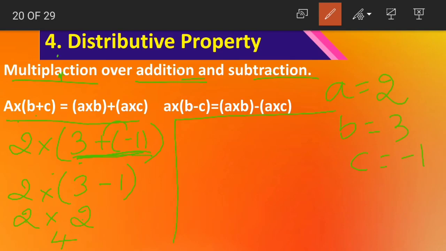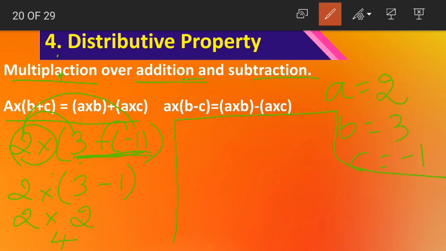Coming to RHS, first we will multiply the terms and then add. See, 2 is written outside the bracket, right? 2 is written outside the bracket, which means we have to multiply 2 with both the terms inside the bracket, of 3 and 1.